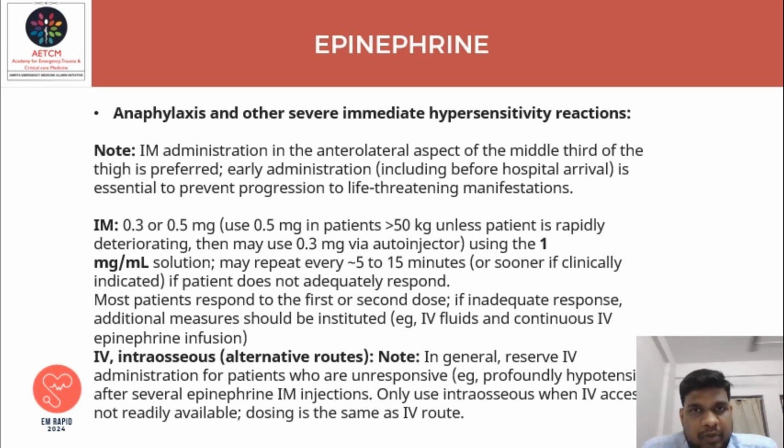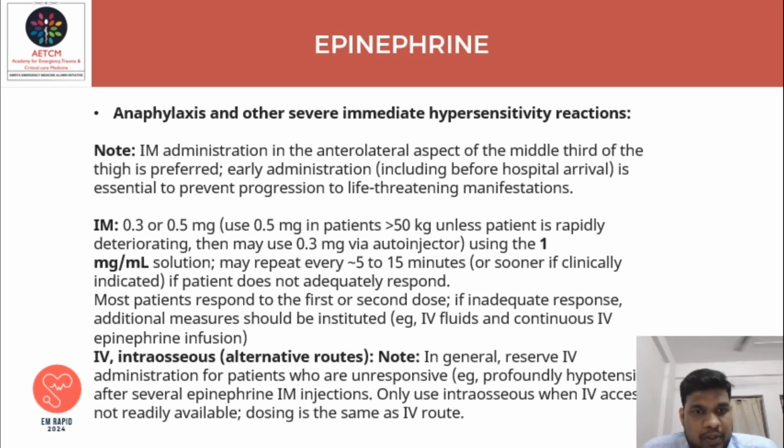Coming to the important actions of epinephrine, the first one is that it is the drug of choice in anaphylaxis and other severe immediate hypersensitivity reactions. IM administration in the anterolateral aspect of the middle third of the thigh is preferred. Early administration is essential to prevent progression to life-threatening manifestations. Usually the route is intramuscular. Dosage is 0.3 or 0.5 mg using the 1 mg per ml solution. Most patients respond to the first or second dose of IM dosage. If inadequate response, additional measures should be instituted.